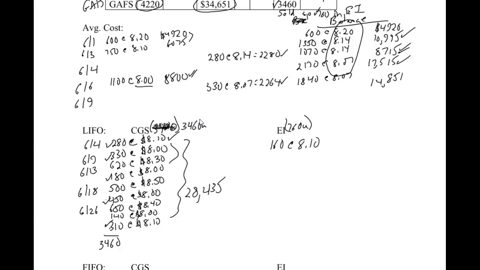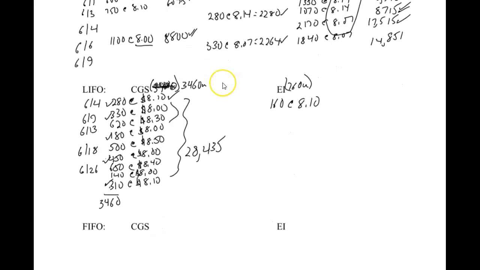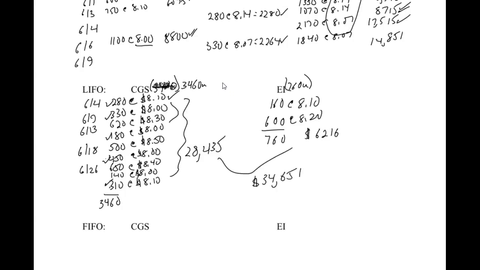And then notice of the beginning balance, the 600 at 8.20, we never touched those. They were never touched at all. So they're all still sitting there, 600 at 8.20. So once again, there's my 760 units, and this works out to be $6,216 for the cost. Add those together, and there's my $34,651 that I want to account for. So once again, a lot of work goes into this part right here, and then this is just what's left. But we kind of have to keep up with that. So each time we're really going back and looking through and seeing what's there.